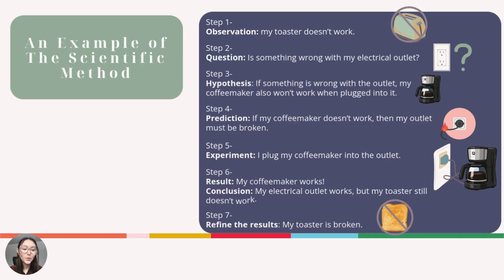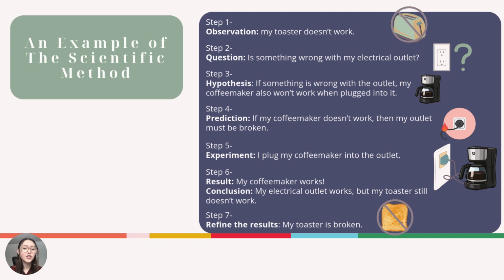So, step 1, we're going to make an observation. For example, my toaster doesn't work. In step 2, you'll refine your observation to a question. So you'll ask, is something wrong with my electrical outlet that my toaster is plugged into? In step 3, you'll create your hypothesis. So, if something is wrong with the outlet, my coffee maker also won't work when plugged into it. In step 4, you'll make your prediction. If my coffee maker doesn't work, then my outlet must be broken.